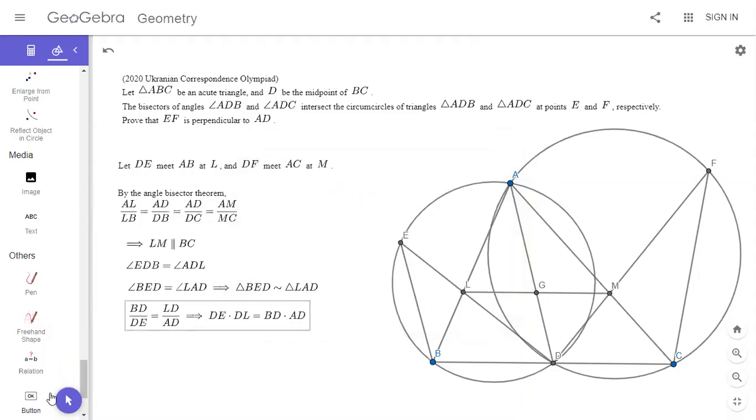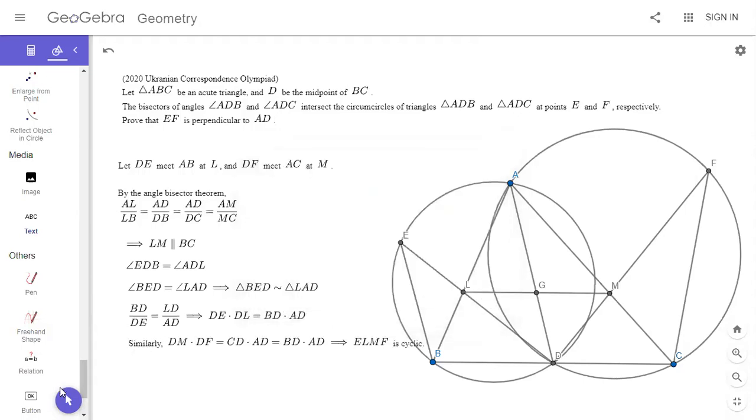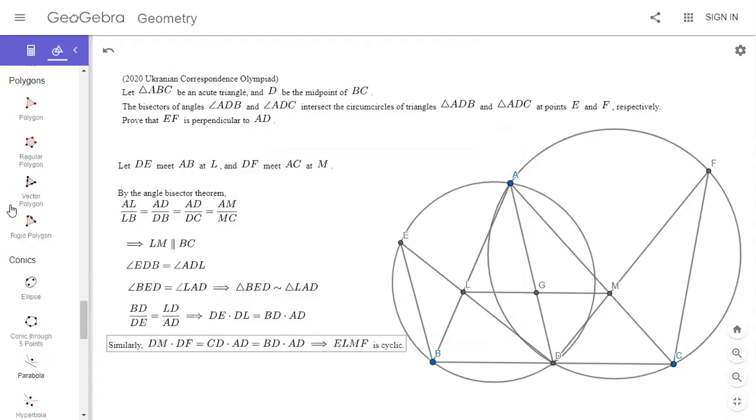And then similarly, DM times DF is equal to CD times AD, which equals BD times AD. That implies ELMF is cyclic. I can see the comments. That's okay. So let me draw that.